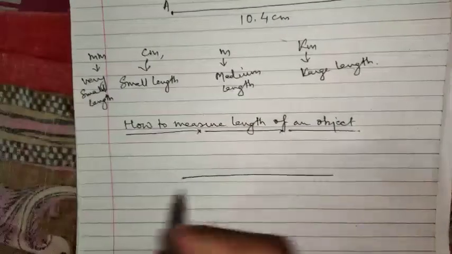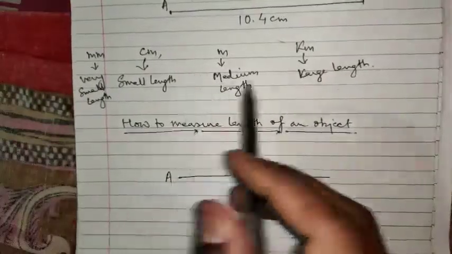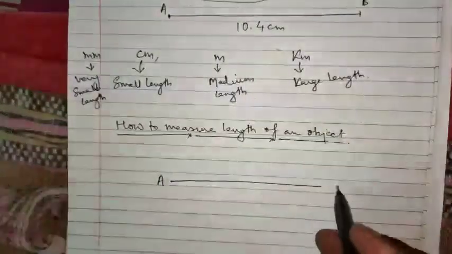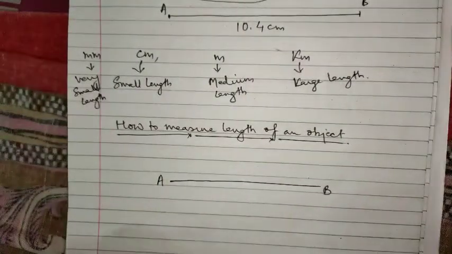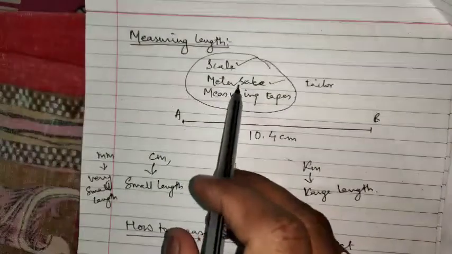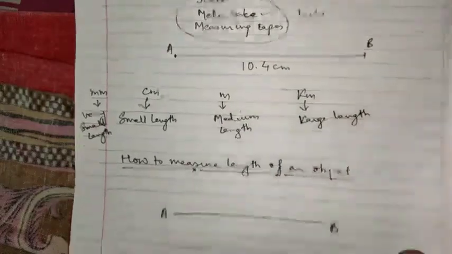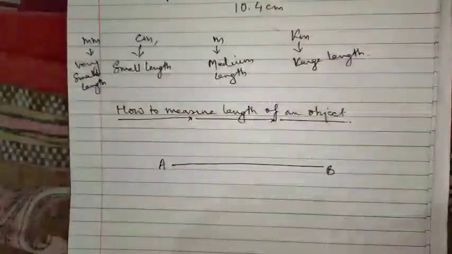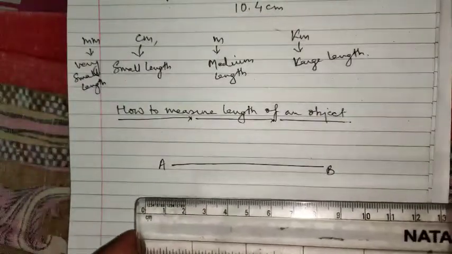Suppose we have to measure this line. The same thing which we have done here, we are repeating. AB is a line, and if we want to measure the length of an object, we need one measuring device like a scale, meter scale, or measuring tape. These devices we need. I have a scale to measure the length of the line, which is the appropriate one also.